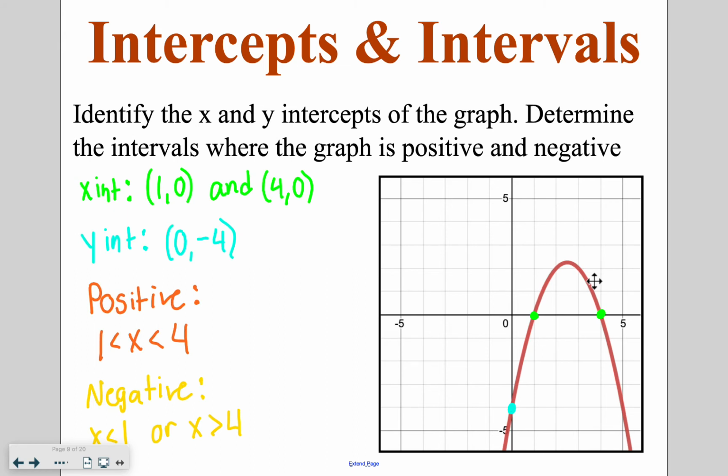Once again, we've got two x-intercepts at 1 and at 4. Our y-intercept was at -4. The positive portion this time is the part that is between. So we've got 1 is less than x is less than 4. And our negative portion is the part that is separate. X is less than 1 or x is greater than 4.